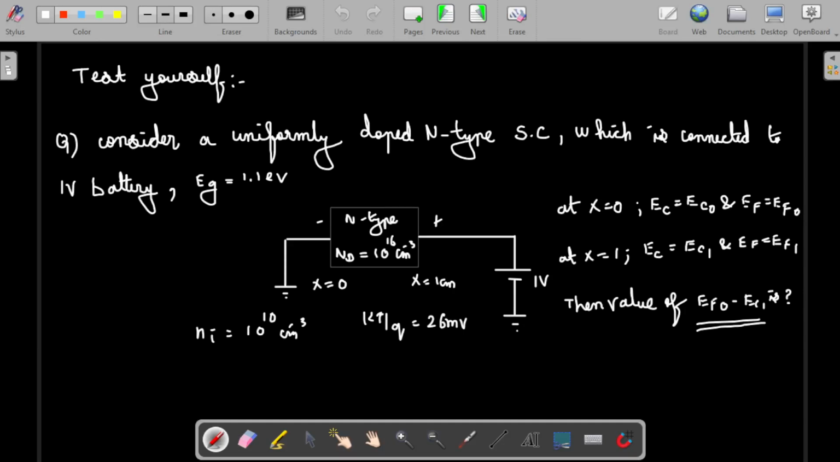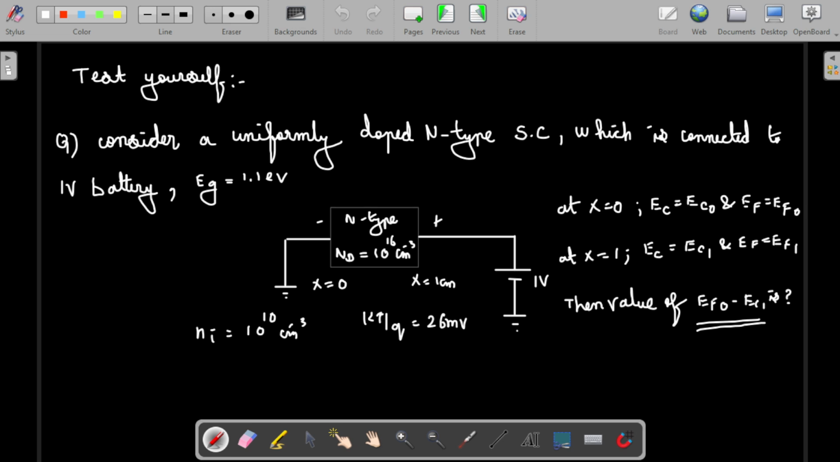So this is one of the important questions that was asked in ECE in GATE 2024. Consider a uniformly doped N-type semiconductor connected to a 1 volt battery, with the energy gap EG equal to 1.1 eV, and they have given all the other details. At X equal to 0, EC is considered as EC0 and EF as EF0. At X equal to 1, EC is considered as EC1 and EF as EF1. Then they are asking for the difference between EF0 and EC1.